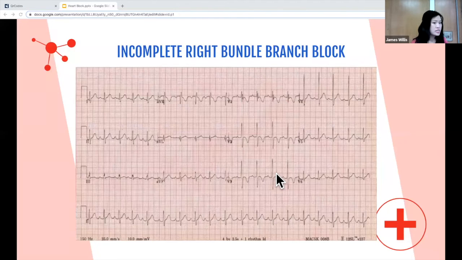Then sometimes you'll have an incomplete right bundle branch, which is very much the same pattern, except instead of a QRS greater than 120, it's going to be less than 120. This actually is a normal variant if you see this in kids. So no clinical significance for this one.